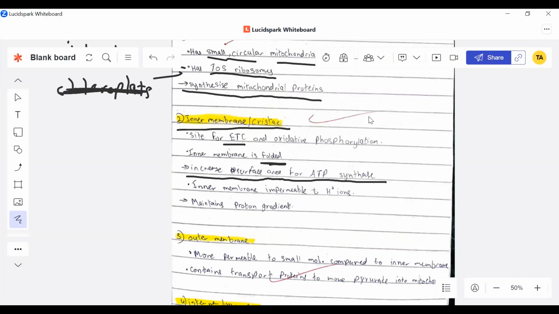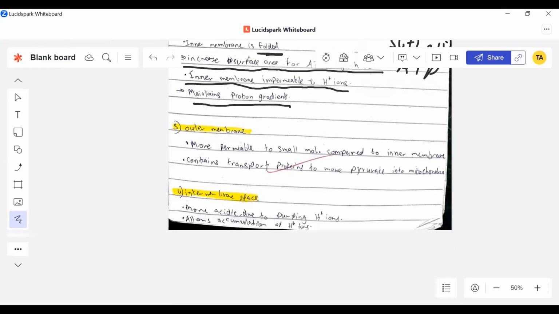ATP synthase is the enzyme which synthesizes ATP. And the inner membrane is impermeable to H plus ions. Why is this? Because it maintains a proton gradient. The inner membrane cannot let H plus ions pass through, so that it will maintain a proton gradient.